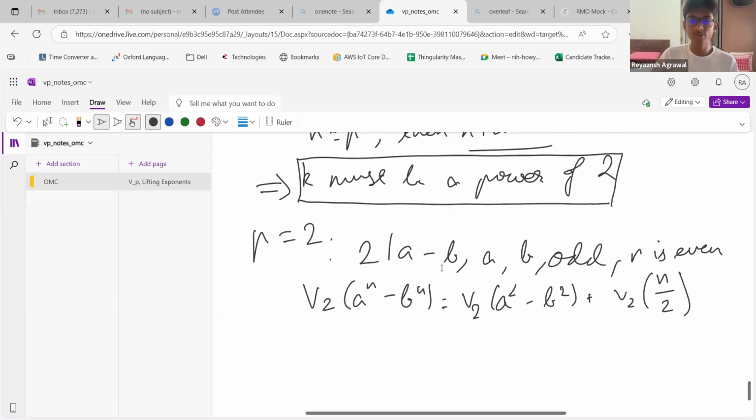So you can prove this, and maybe if you want, you can send me your proofs and I'll check them for you. Does anyone have any doubts?